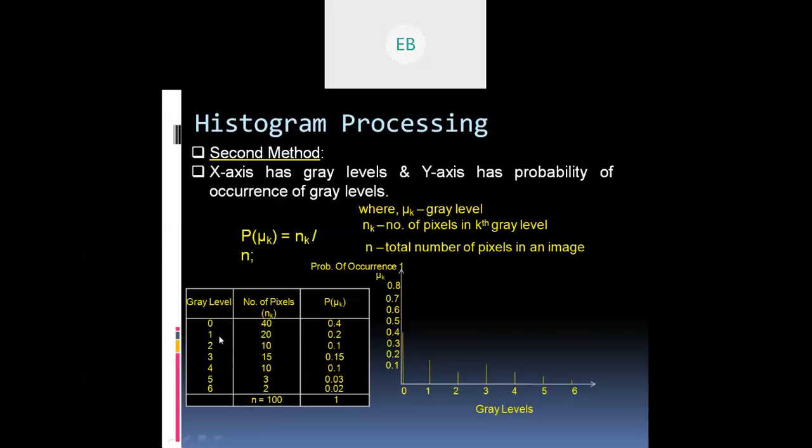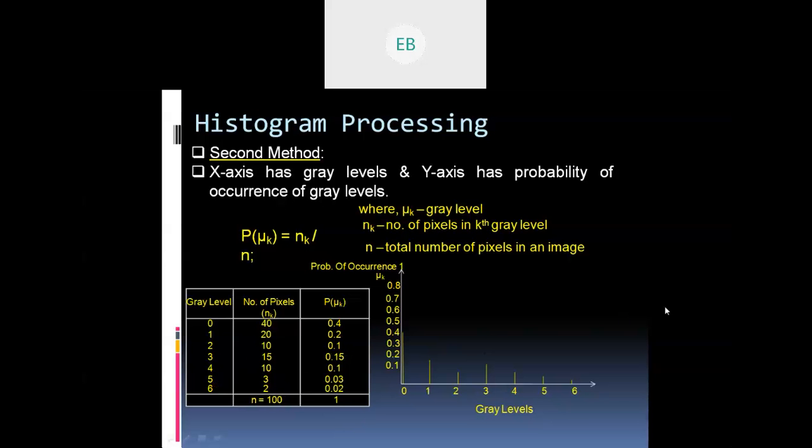So same thing again for gray level 1, 20 by 100, which gives 0.2. Again for gray level 2, 10 by 100, which gives a probability of 0.1. For gray level 3, 0.15, for gray level 4, 0.1, for gray level 5, 0.03, and for gray level 6, 0.02. Okay, so this is the second method.